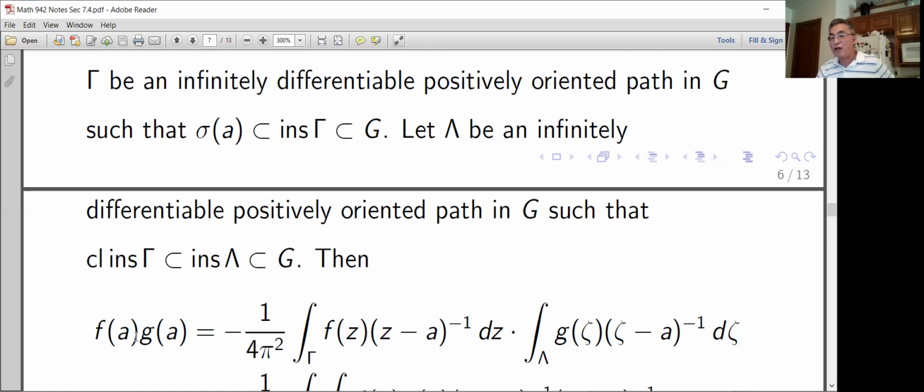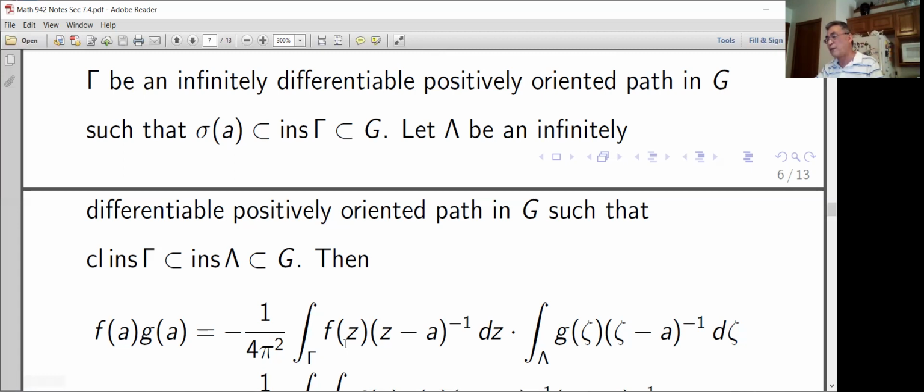Okay. Then for f of a, we write it this way: the integral of f of z times (z minus a) inverse dz, and this integral is on gamma. And g of a is equal to the integral over lambda of g of zeta times (zeta minus a) inverse d zeta. So we can write this because the definitions of f and g are independent of the choice of path. So we choose gamma for f, and we choose lambda for g.